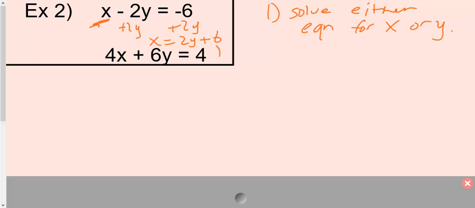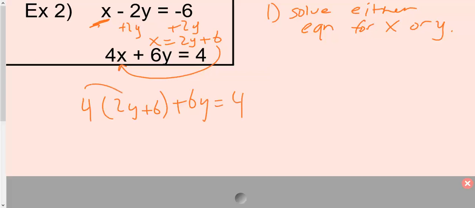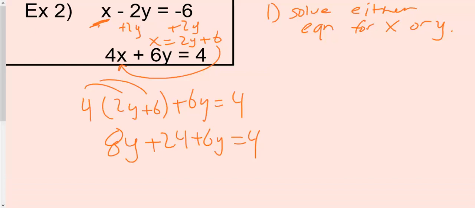Then you're going to take that, plug it in for x. So 4 times 2y plus 6, plus 6y equals 4. And then distribute here. Make sure you're using your parentheses. And then we can solve this equation for y. Alright, so 8y and 6y is 14y. And I'm going to subtract 24 from both sides.